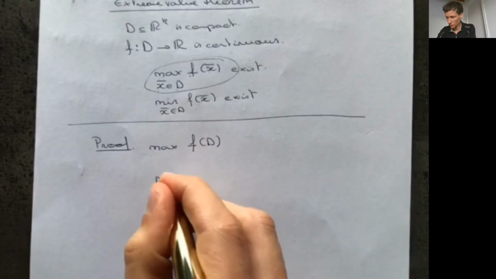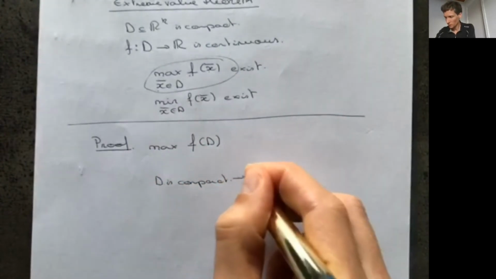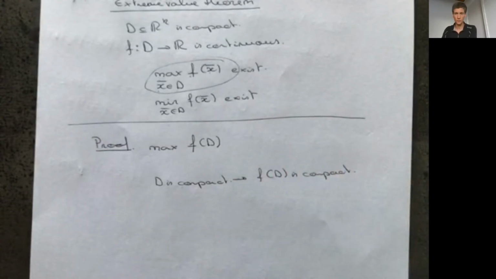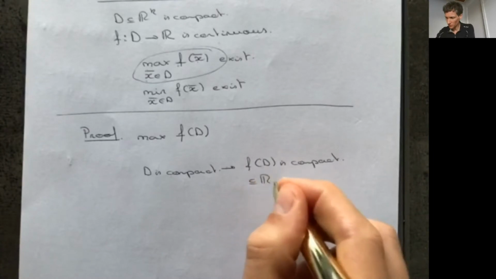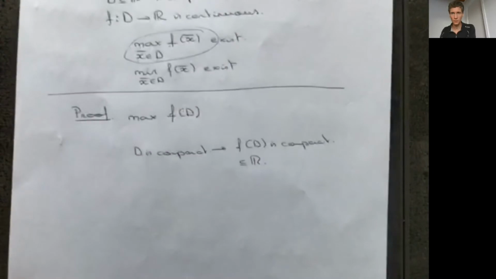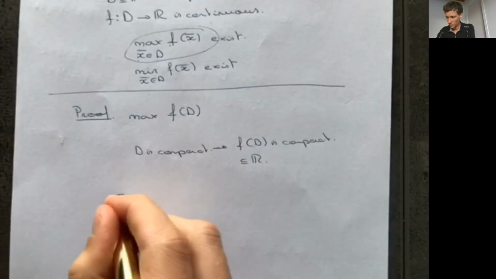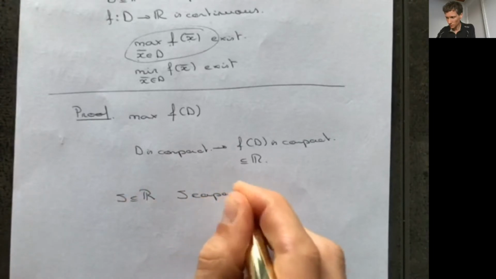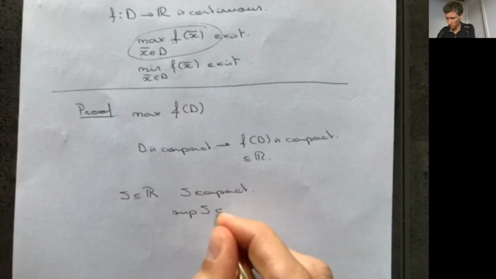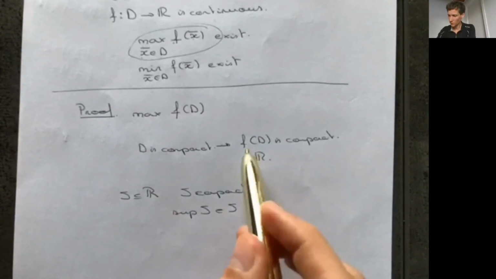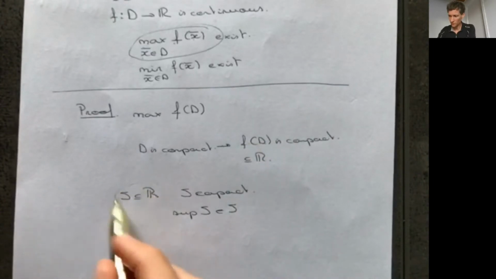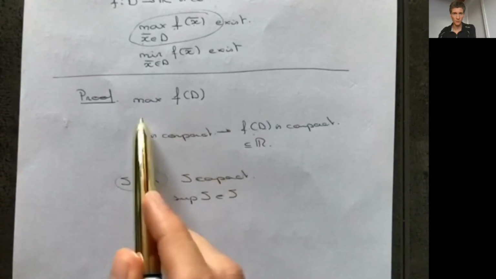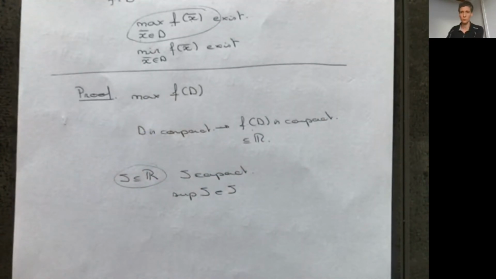We know that if D is compact, then from the previous theorem f(D) is also compact, and f(D) is a subset of R. We previously saw, two or three lectures ago, that for any subset S of R, if S is compact, then the supremum of S is also an element of S. Here f(D), the range of f, can take the place of this set, because it's a subset of R and it's compact, since we have shown that the range of a continuous function on a compact domain is compact.